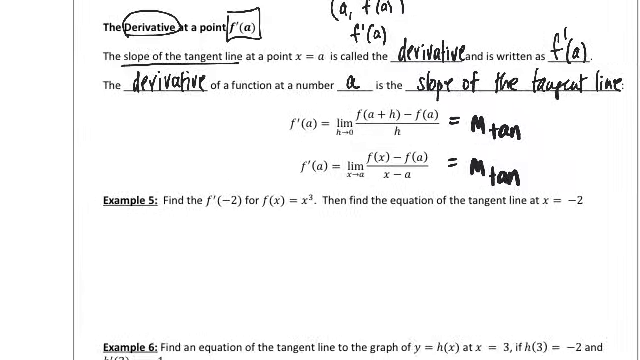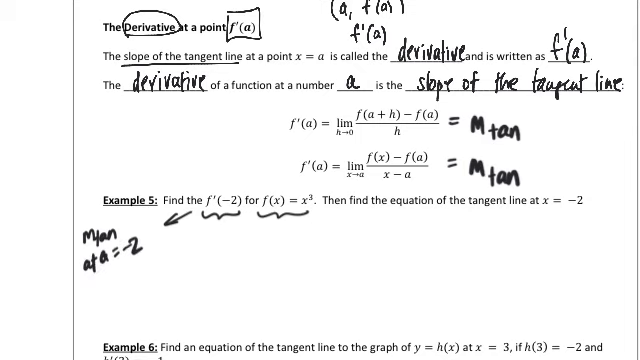Okay, so let's go ahead and calculate f prime of negative 2 for f of x equals x cubed. Notice it didn't say find the tangent line slope at negative 2. It just said find f prime of negative 2, right? So you have to realize this means m tan at a equal to negative 2. That's what we're after, okay?